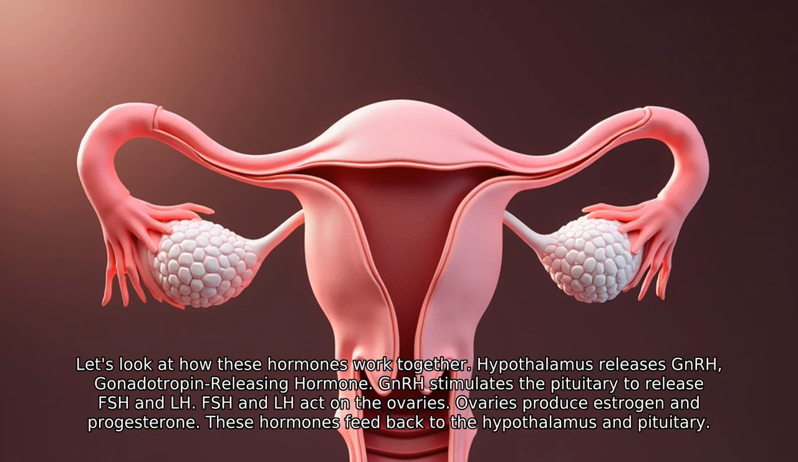Let's look at how these hormones work together. Hypothalamus releases GnRH, gonadotropin-releasing hormone. GnRH stimulates the pituitary to release FSH and LH. FSH and LH act on the ovaries. Ovaries produce estrogen and progesterone. These hormones feed back to the hypothalamus and pituitary.